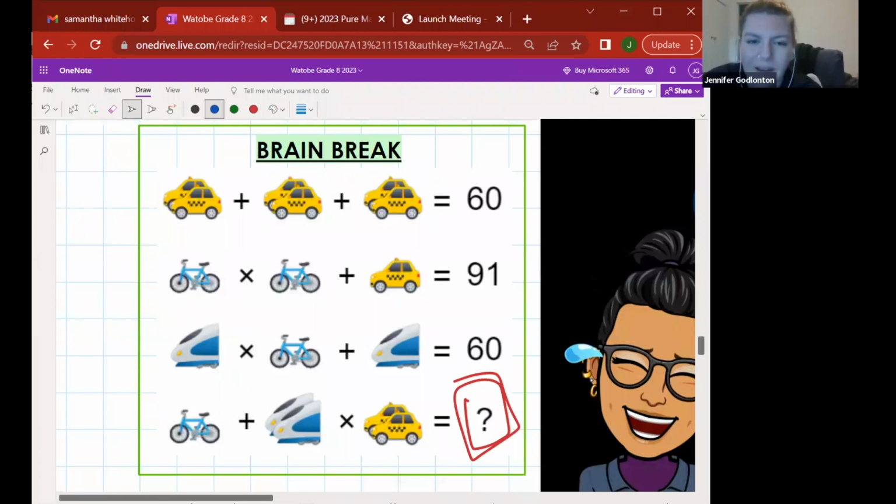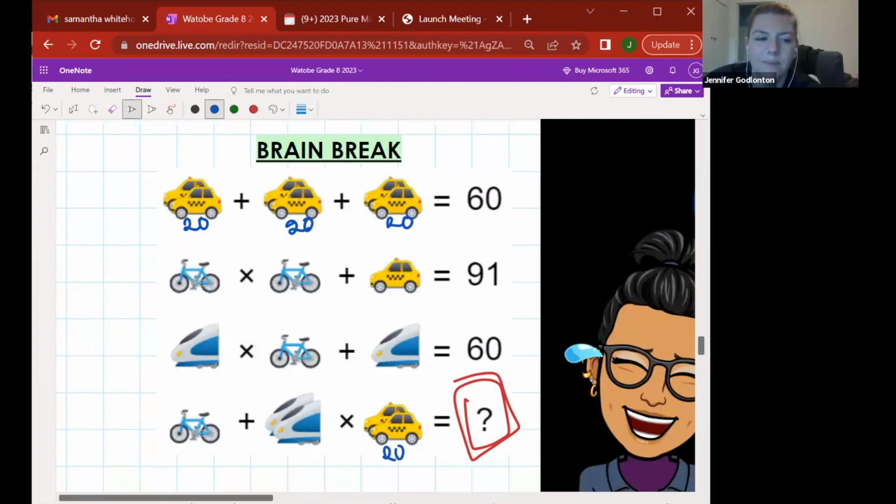Okay, ma'am. So for the first one, since I saw that it was 60, I just guessed it was 20. So I said 20 plus 20 plus 20, which is 60. And then since there were 2 cars there, the answer was 91. So then I saw that 20 divided by 2 is 10. So I said 10. And then I asked myself, what number times 2 gives me a number I could add to 10 that would give me 91, which was 81. So I said 9 times 9 plus 10, which is 91.